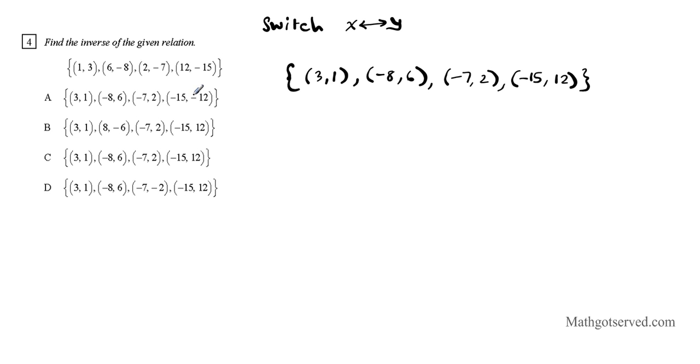This one is wrong because the 12 is negated, which makes it wrong. So the 1 is negative, wrong because of this. The 6 here is negative. 3, 1, negative 8, 6, negative 7, 2. Bam, answer is option C.